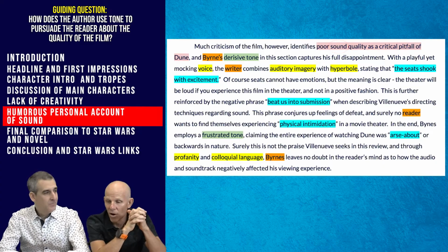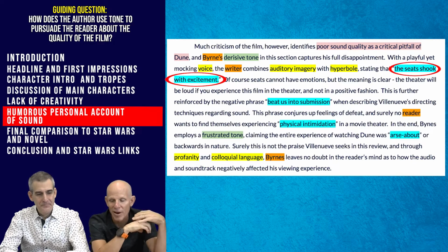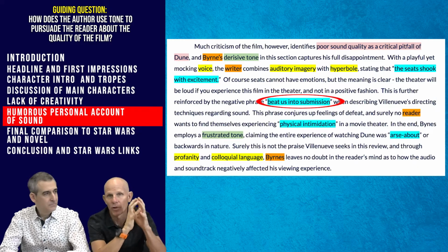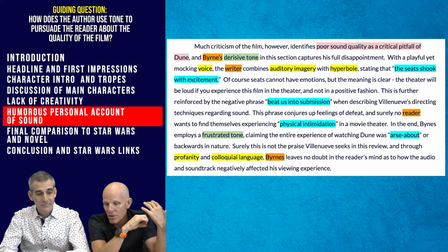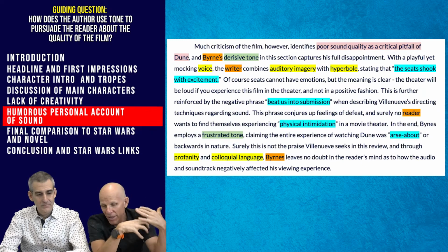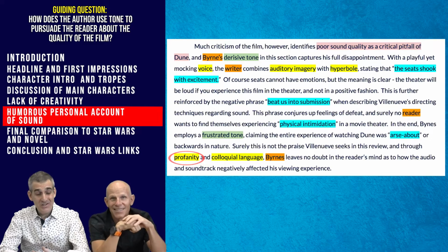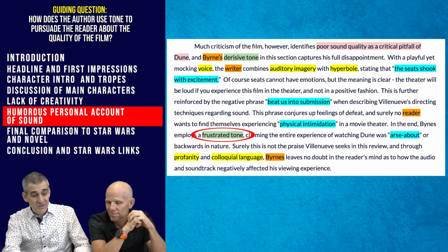Yeah, well, he uses all the hyperbole, talking about how even the seat shook with excitement, and then they're beating us into submission. So again, this is one of his major criticisms, that he's overwhelmed by how loud it was. And this is part of the humor, part of his use of profanity, where he's talking about the rear end. He was frustrated, Giles, and the writer picked up the frustrated tone. I mean, it was clear that he was frustrated by the sound, so we've got that in there.